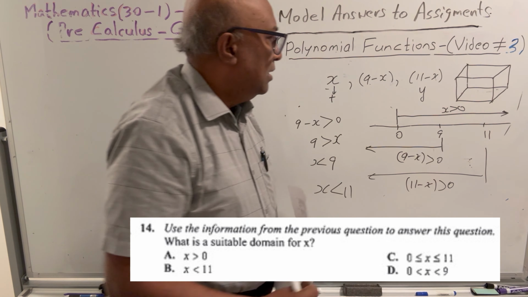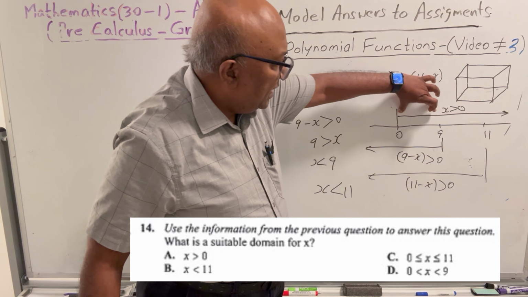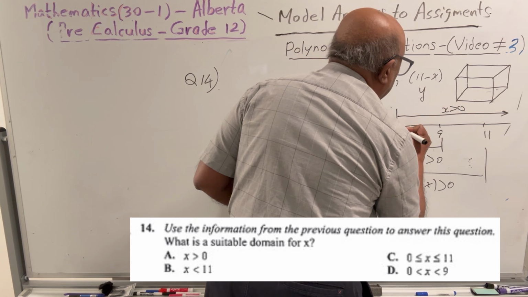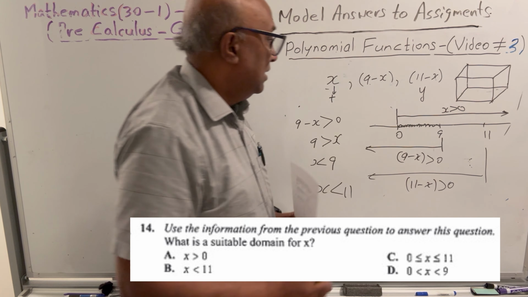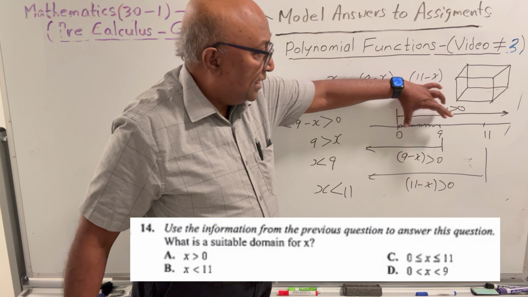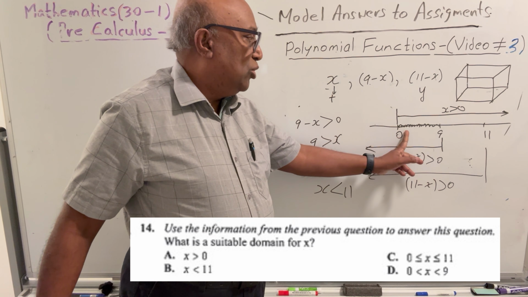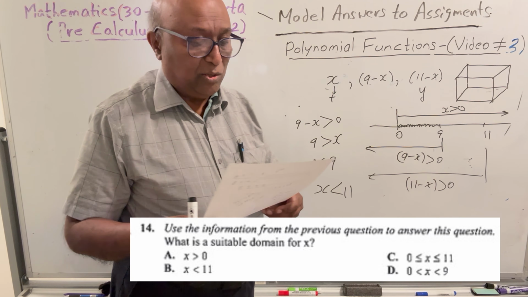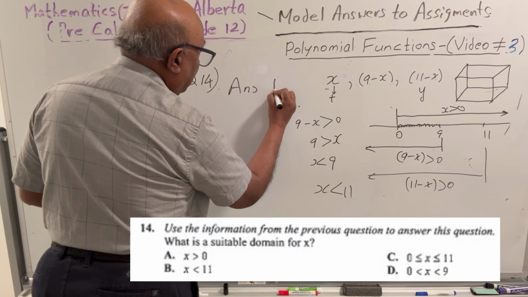Okay. That means in order to satisfy all these three conditions, we have to address this common region, the common interval. If you consider this interval, the domain, x values within this interval satisfy all these three conditions at the same time. That means the suitable domain is between 0 and 9. Suitable domain for x is between 0 and 9. That is, the answer is D.